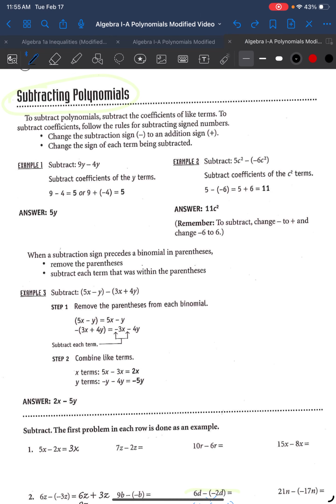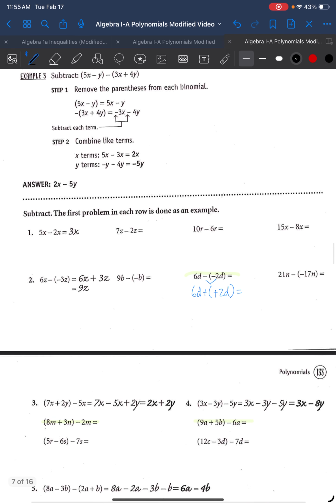We are working on the section in Algebra 1a, Polynomials, subtracting polynomials. We are going to be talking about kind of random problems throughout this assignment. So this first one, it says 5x minus 2x equals 3x. So if you have 5 x's and you take away 2 of the x's, you just are left with 3x. Down here, it gets more complicated.